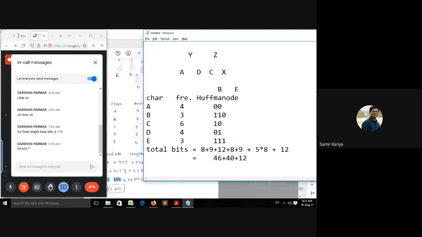This is the answer from my side. So it might be correct or wrong. Any doubt? Whatever it may be, any answer, something like 86 plus 12, or it may be something like 98. So this is the number of bits for the variable length.